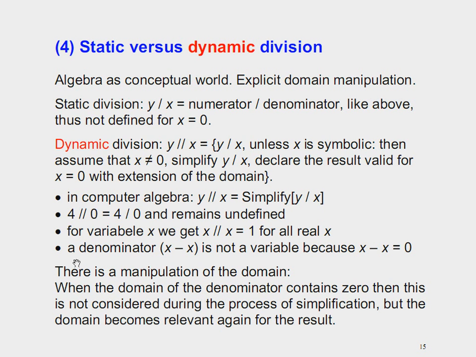And very importantly, if we have a denominator x minus x, then it should be clear that this is not a variable, because it's a constant value 0, and it's very important to distinguish between the variable used in the denominator and the variable denominator itself. And the crux in this whole notion of the dynamic division is that there's a manipulation of the domain. When the domain of the denominator contains 0, then this is not considered during the process of simplification, but the domain becomes relevant again for the result.